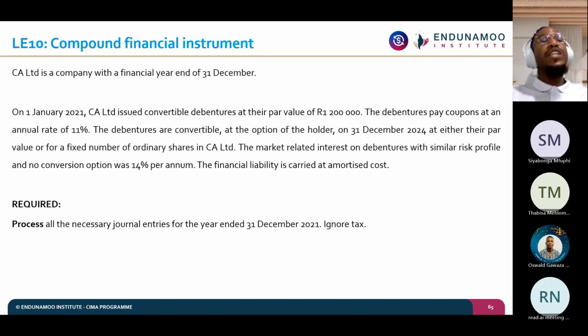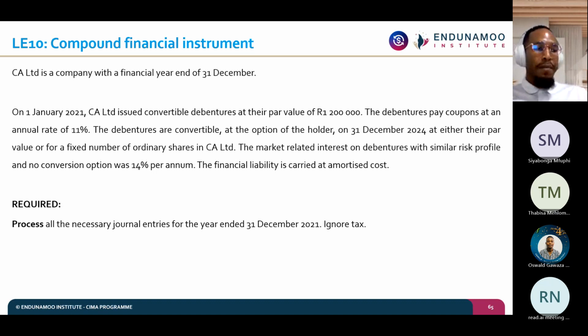The required says to us, we need to process all of the necessary journal entries for the year ended 31 December 2021. So on the 1st of January 2021, the first thing we need to say is how many periods are there? If the year end is 31 December, it means 1st January 2021 to 31 December 2021 is 1 year. Then 31 December 2022 is the second year. 31 December 2023 is the third year. 31 December 2024, the fourth year.